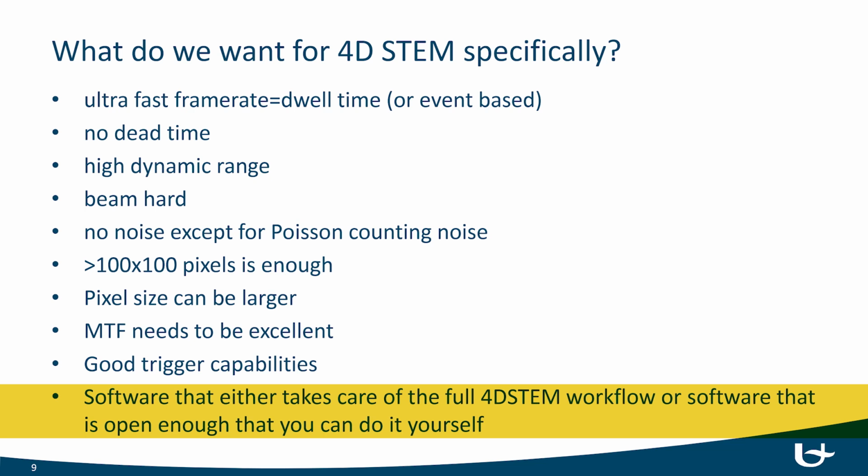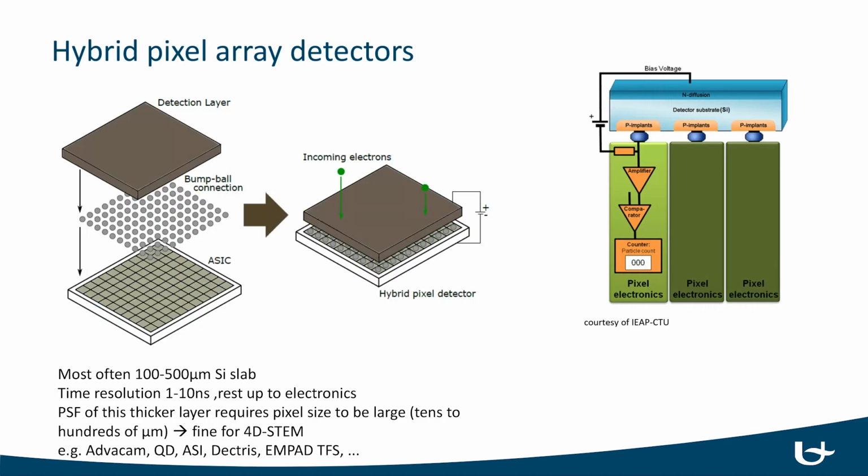Or you look for software that is open enough that you can create all this yourself. And so very likely you will have to do that. So make sure that the software that is shipped with the camera allows you to get the data of the camera in a way that you need it in the software that you will either be developing yourself or sharing among researchers.